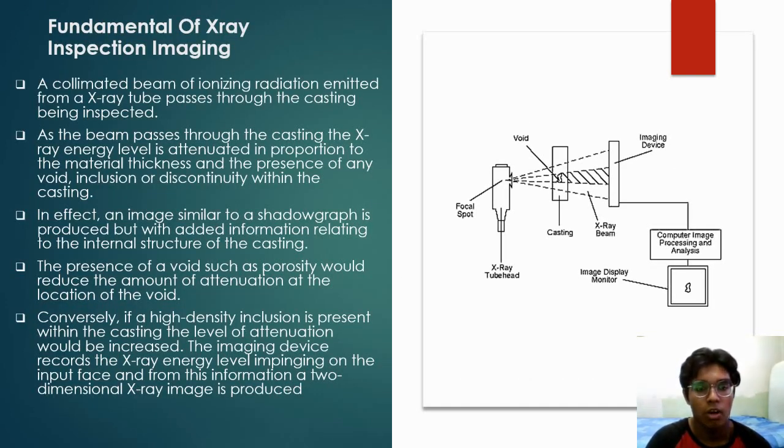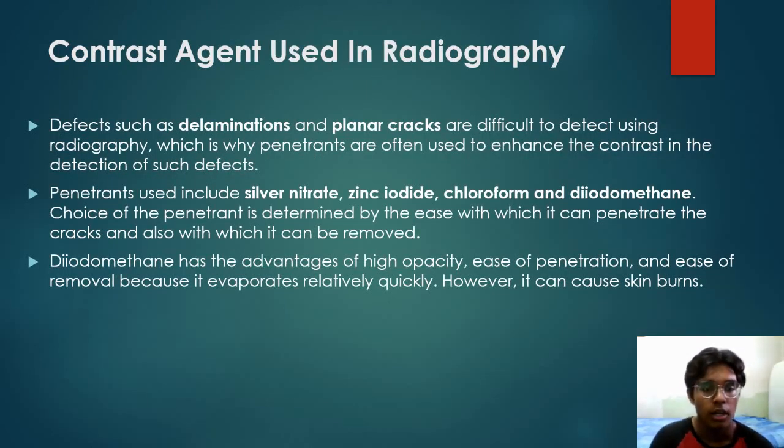Next is the fundamentals of X-ray imaging. This is a type of X-ray where the result will be produced by computer image processing and analysis. Conversely, if a high density inclusion is present within the casting, the level of attenuation will be increased. The imaging devices record the X-ray energy level impinging on the input phase, and from the information, a two-dimensional X-ray image will be produced.